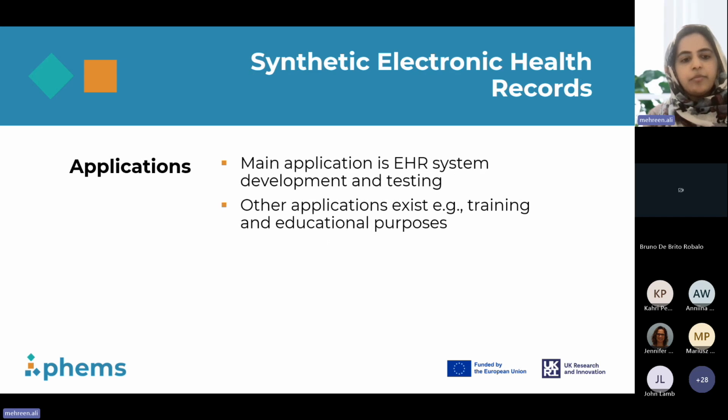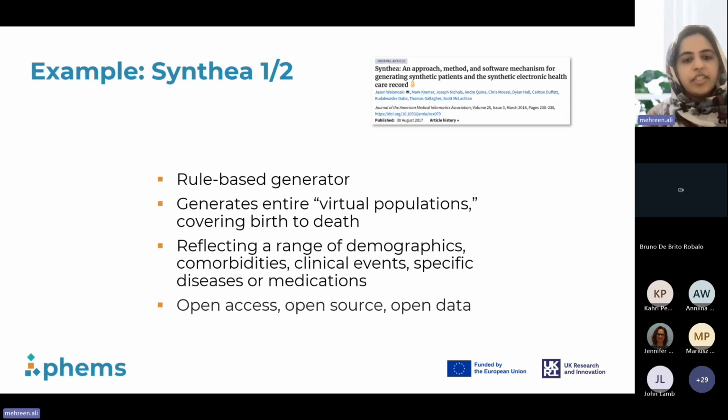Then synthetic data, besides AI training, is also useful in developing and testing healthcare systems, especially when we're talking about synthetic electronic health records. It can also be used for training and educational purposes. One of the best-known synthetic EHR generators is Synthea, which can simulate entire virtual populations, covering from birth to death, and it can include patient demographics, clinical events, and disease progression.